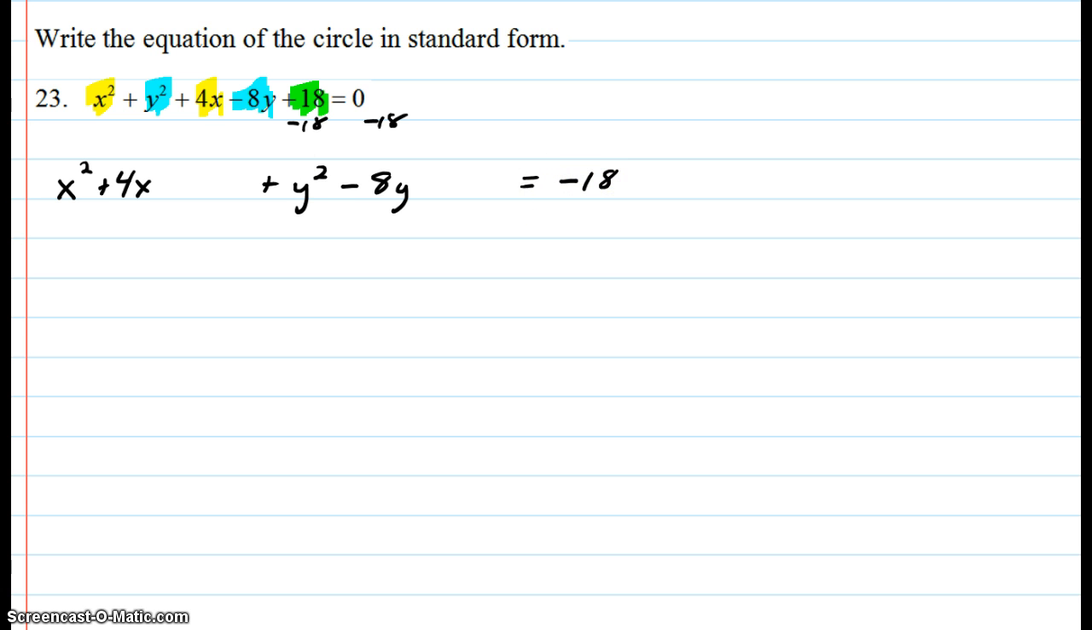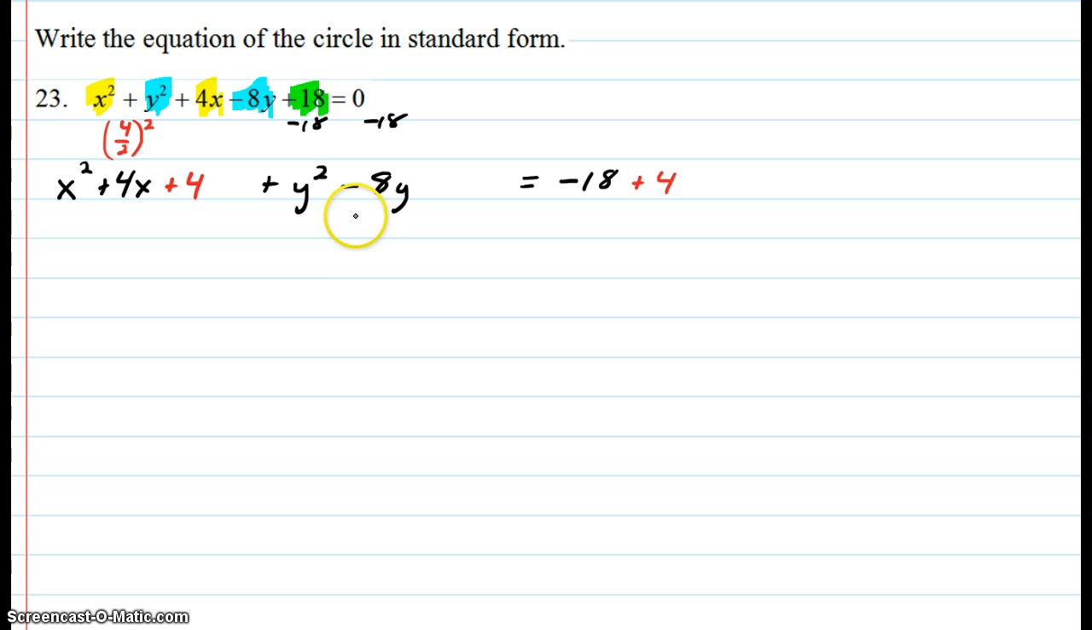And so now we're going to complete the square on this. So we take half of 4, and we're going to square it, and so that gives us plus 4. And to keep the equation balanced, we have to add 4 over here.